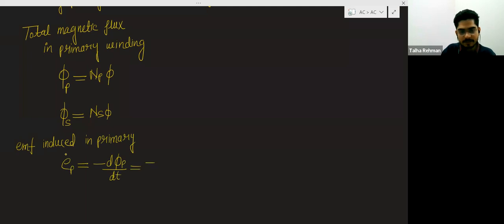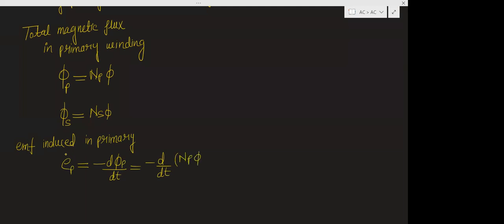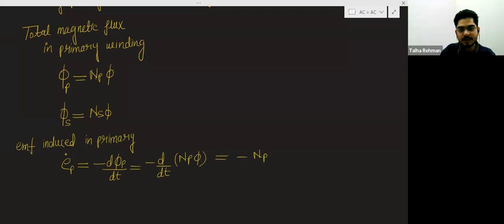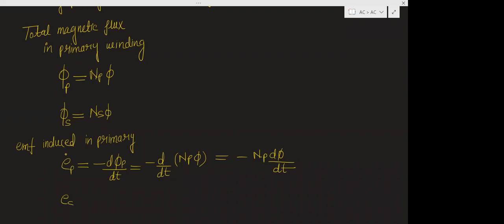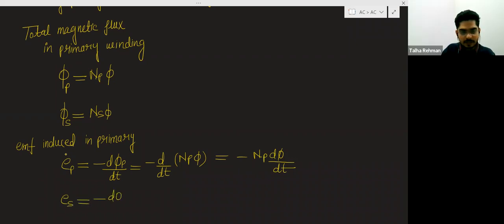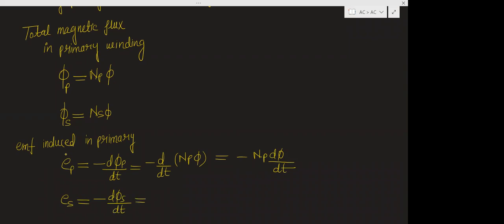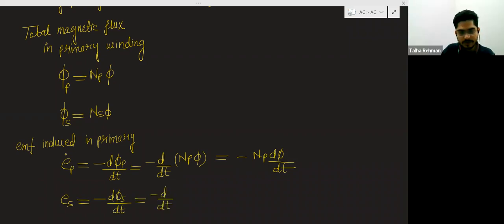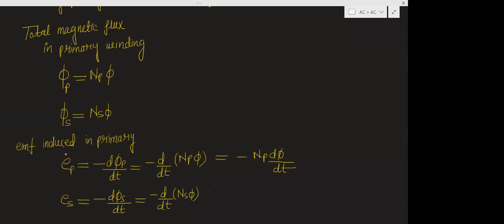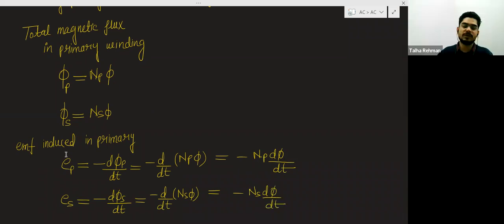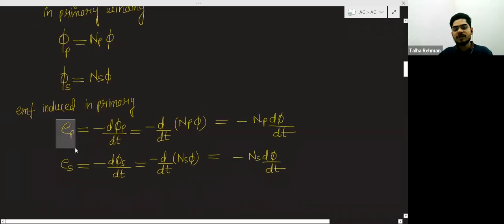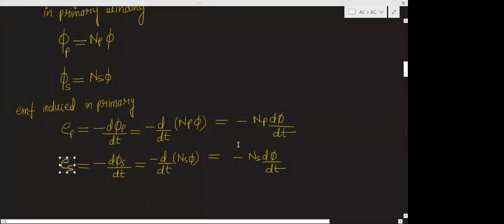It will be minus d by dt of phi p. What is phi p? NP into phi. So it will become minus NP d phi by dt. And for the secondary, you can write d phi s by dt, which is d by dt of NS into phi, equal to NS d phi by dt. So the induced EMF in the primary winding is equal to this, and the induced EMF in the secondary winding is equal to this.